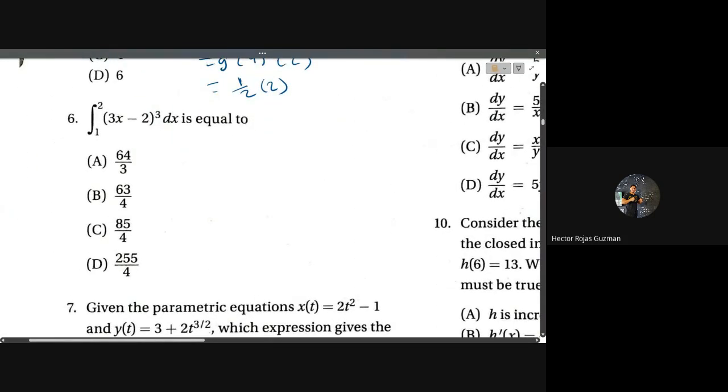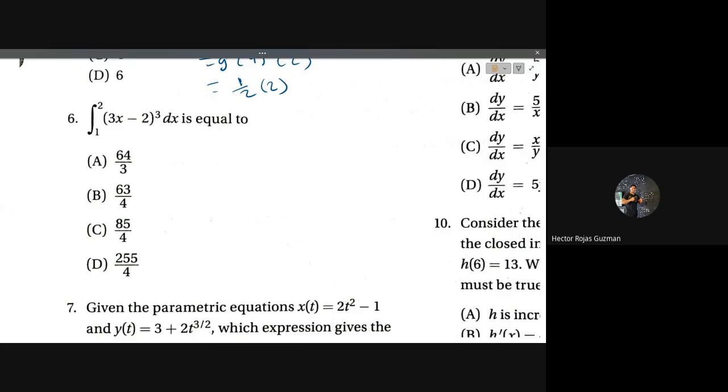The integral from 1 to 2 is equal to, all right, to get my antiderivative, I'm going to add 1 to the exponent and divide by the new exponent. But we're going to have to do a chain rule, right, or a u substitution. The derivative of 3x minus 2 is 3. But because I'm doing an antiderivative, I'm going to multiply times the reciprocal of that.